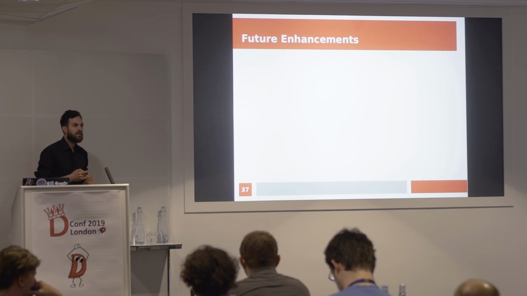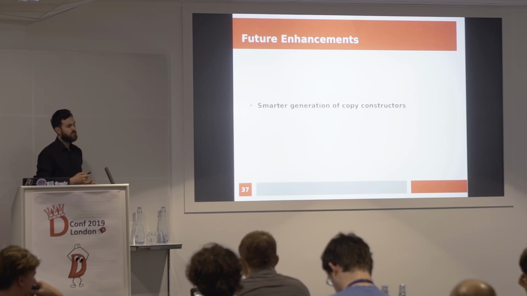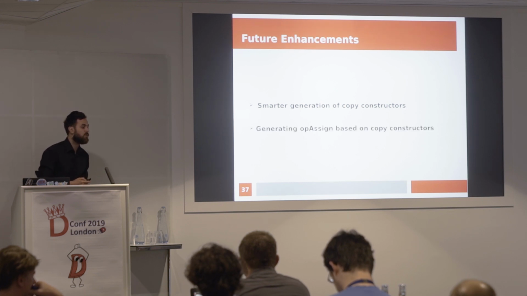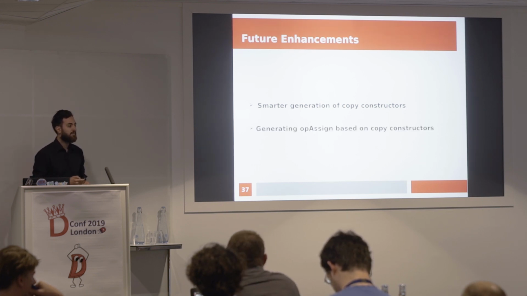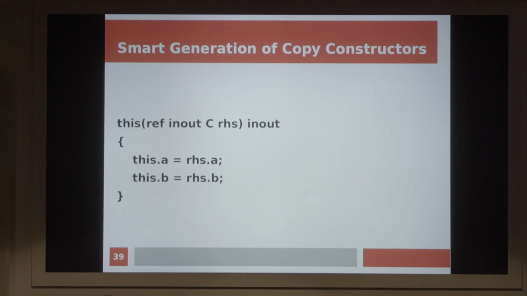Now let's talk a bit about how we can improve things. So what I've talked about until now, you have it in the latest release of DMD. So we can do smarter generation of copy constructors, and also we can try to generate opAssign based on copy constructors. Now, let's take a look at this example. So if you have a struct that knows how to create an immutable copy from a mutable one, and a struct that knows how to create both an immutable and a shared copy from a mutable one, and then we have one that aggregates the two. What is the compiler going to do today? It is going to generate this copy constructor.